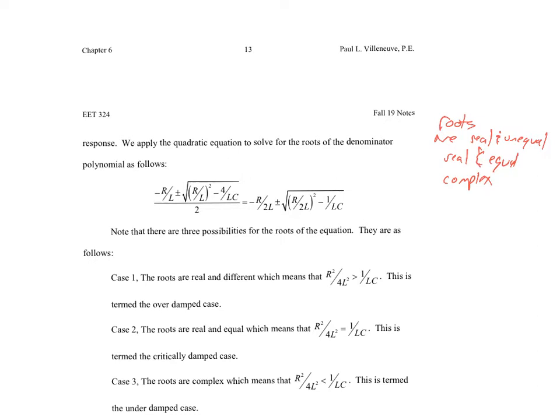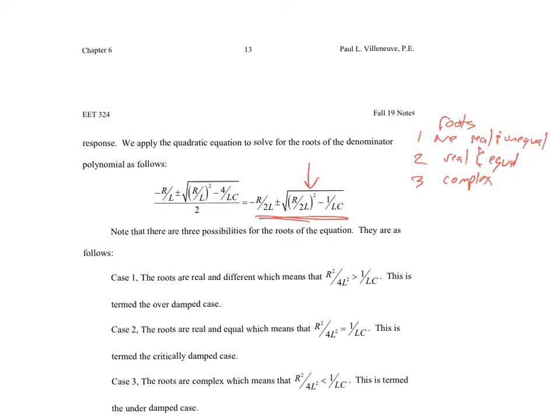Real and unequal, real and equal, and real and complex, essentially. So by looking at that, here is our final equation. Essentially, what determines all three of these cases, let's call them 1, 2, and 3, is what is going on here: what's happening inside that square root term?